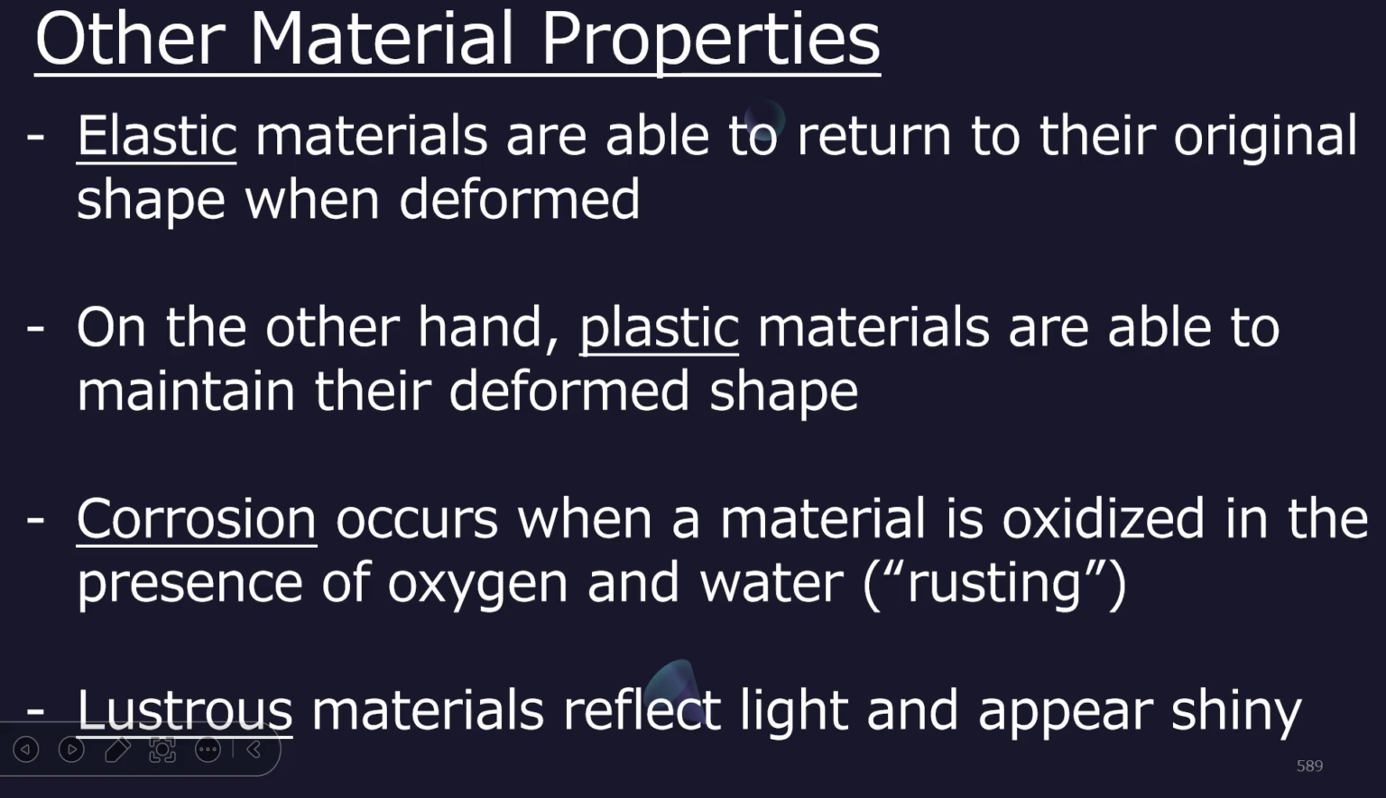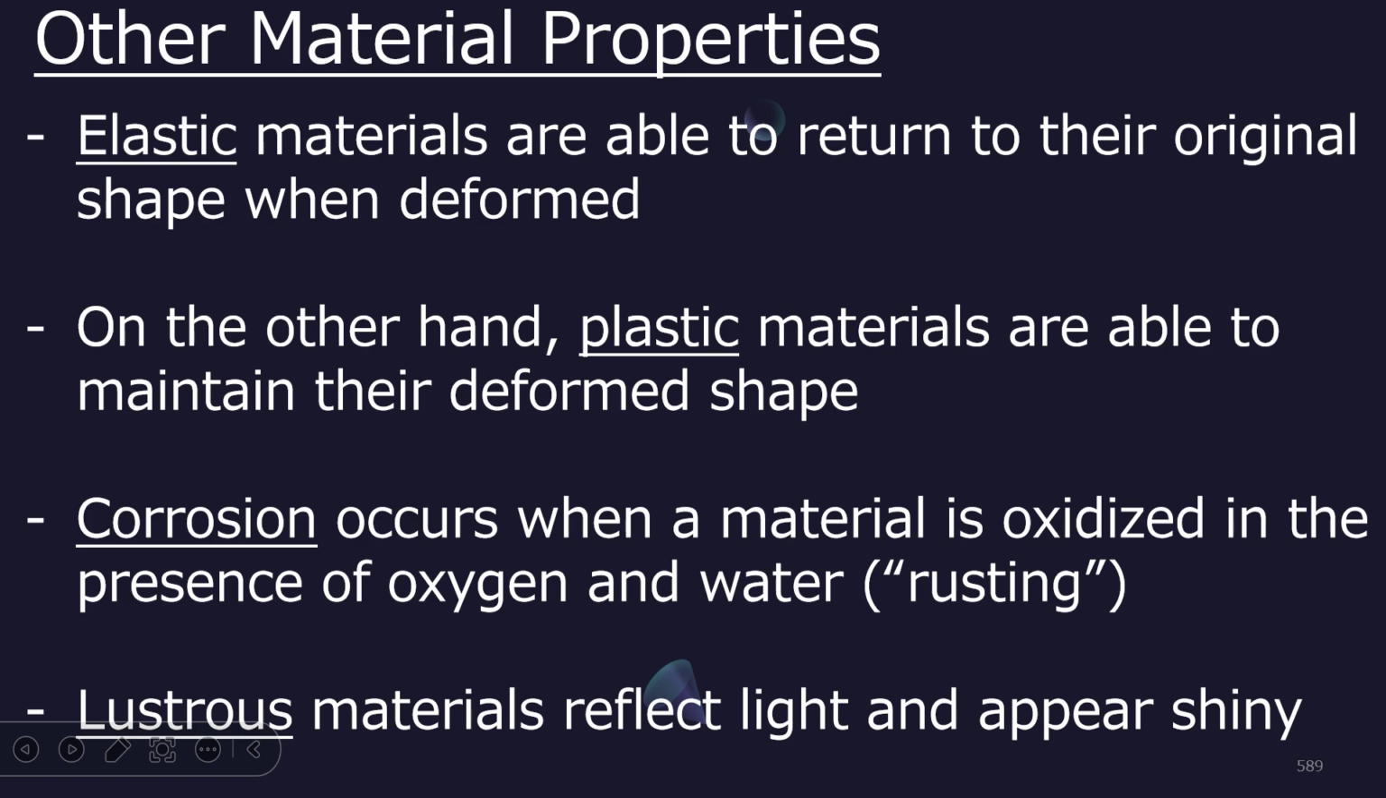On the other hand, plastic materials are kind of the opposite. They're able to maintain their deformed shape. So you can think of like Play-Doh or putty or even metals. These are generally plastic. You deform them, they keep the new shape. Okay. Metals, although, can be elastic as well. Depends on their structure and the amount of force applied. You can think of like a spring, right? Or a wire. You can deform that and it will usually go back to its original form, but there's going to be a breaking point where you permanently deform it.